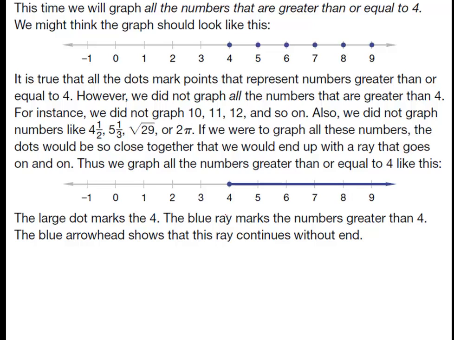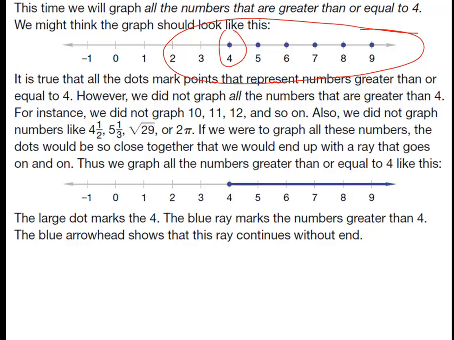That's pretty straightforward. But what if I told you to graph all the numbers that are greater than 4 or equal to 4? You might put some dots on there and then stop. The problem is that those dots represent numbers greater than 4 and also equal to 4, of course, because here's our 4. But it doesn't graph all the numbers like we said we wanted. We want all numbers greater than 4. So for instance, we didn't graph 10, 11, 12, 200. We also didn't graph numbers like 4 1/2, 5 1/3, square root of 29, or 2 pi.